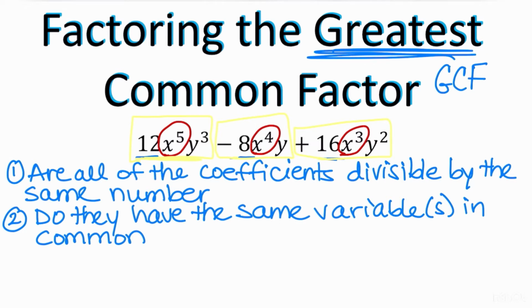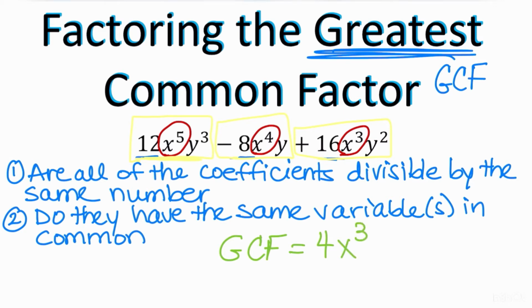What is the most amount of x's that I can take out from every single one of these terms? The most that I can take out is x to the 3rd power, because the first one has 5, the second one has 4, the third one has 3, so the third one can't give me 4 x's if it's only x cubed. So far for this particular problem, the GCF is 4, because the largest number they're all divisible by is 4, and so far x cubed.